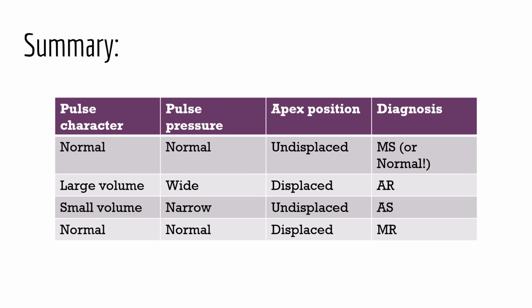Okay, so this is just a nice little diagram to summarise the findings of the different valve abnormalities. So if they've got normal pulse character, normal pulse pressure and an undisplaced apex, then this is most likely normal or mitral stenosis. If they have a large volume pulse character and a wide pulse pressure, this is typically aortic regurg and we can expect a displaced apex beat. If the pulse character is small volume and the pulse pressure is narrowed, then this is most likely aortic stenosis, and typically the apex position is unaffected. If they have a normal pulse character and a normal pulse pressure but a displaced apex position, this is typically mitral regurg.